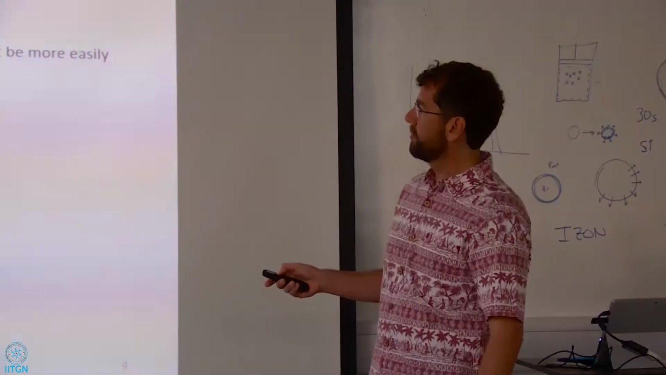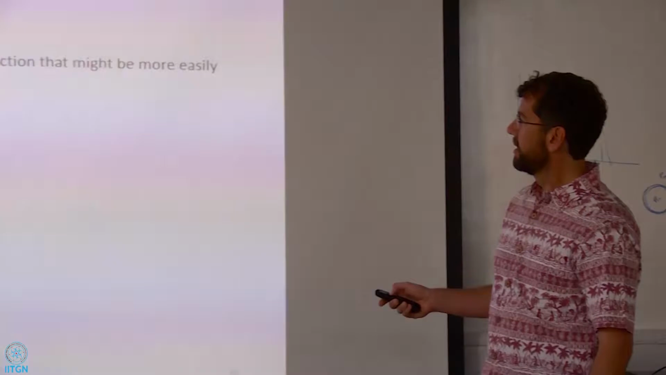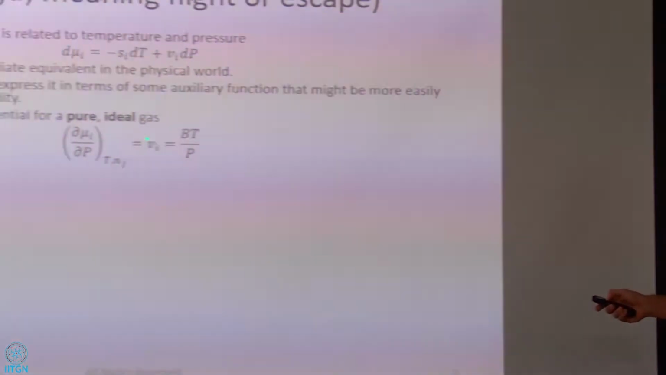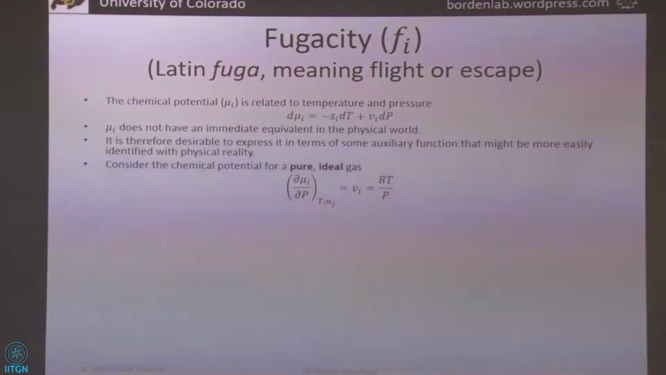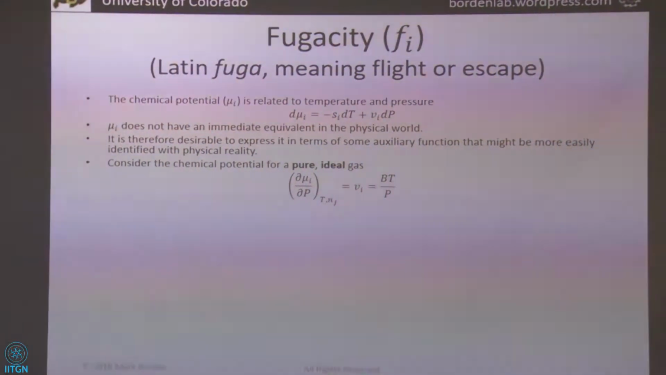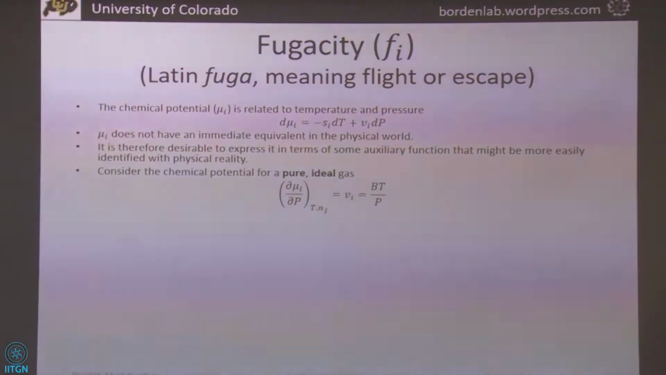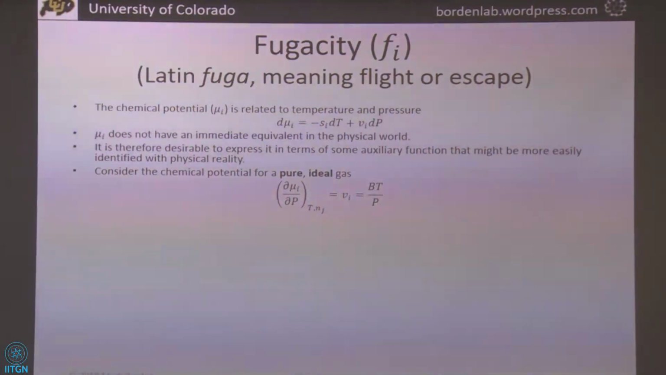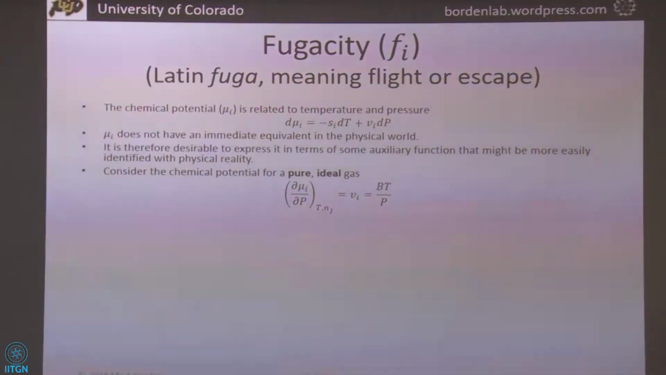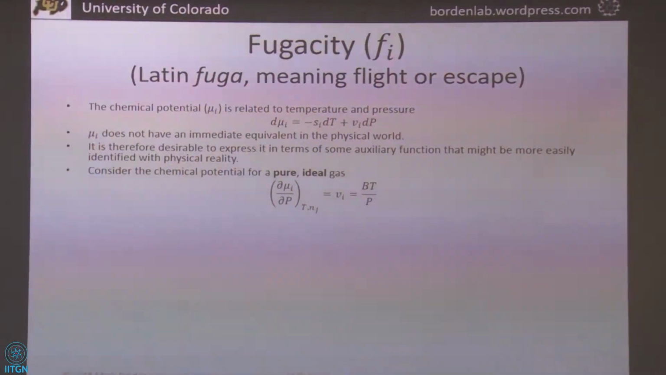Consider the chemical potential for a pure ideal gas. So for a pure gas, the volume per number of moles is RT over P. I'm using B as the universal gas constant. Most people use R, but we use R in the bubble world for the radius of the bubble. So we're going to scrap R, keep that for bubble radius, and we'll use B instead. Okay, so BT over P.